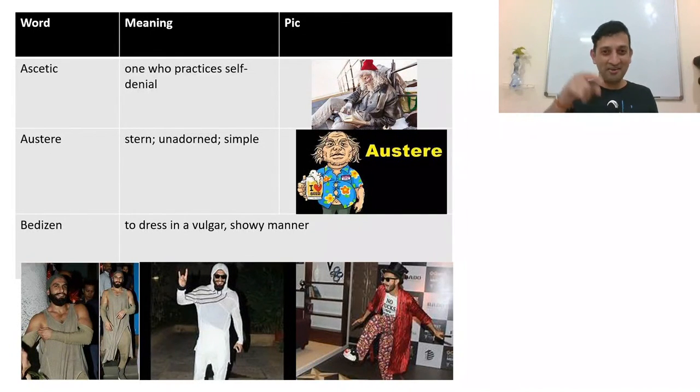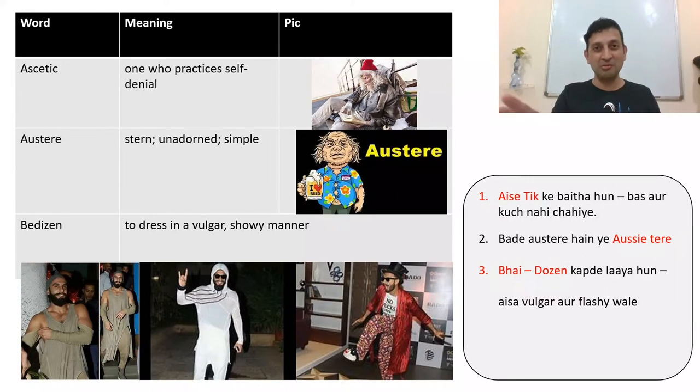And our friend from Bollywood. Bhai, dozen kapde liya hun aise, all vulgar and flashy. Bhai dozen, bedizen, very vulgar, showy, flashy clothes. Our own friend Ranveer Kapoor. Bhai dozen clothes, aise, can you imagine? Just to remember these three words.